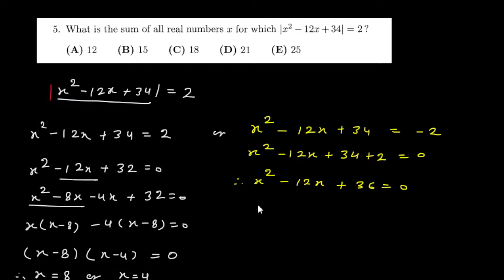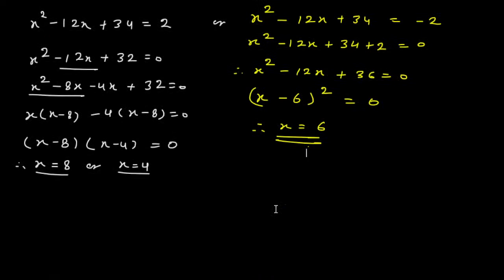So if 6 and 6 work, we can say that this is actually (x − 6) the whole square. (x − 6)² is 0. Therefore the value of x is 6. Okay, right? (x − 6)² is 0, that means x is equal to 6. Okay, next, so three values of x we get: either x is 8 or 4 or 6.